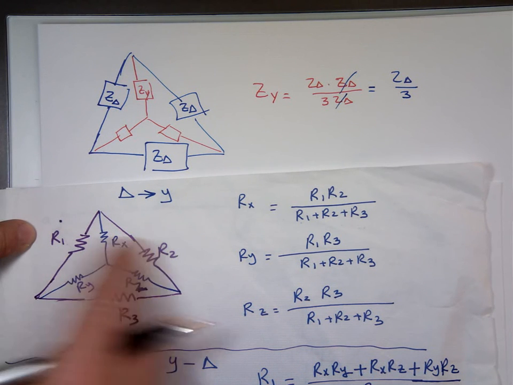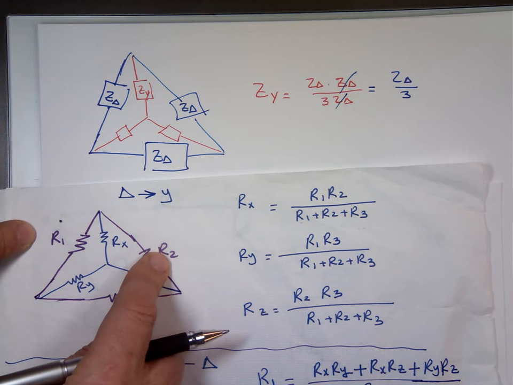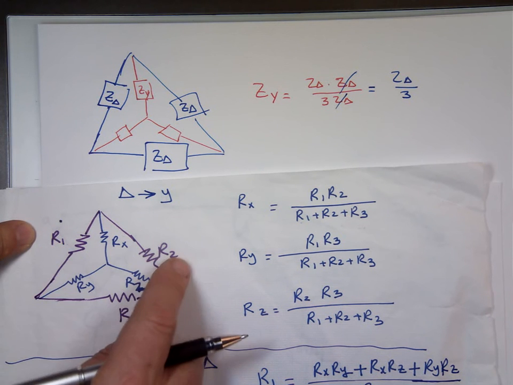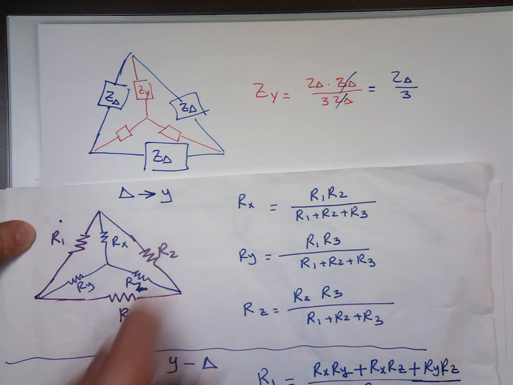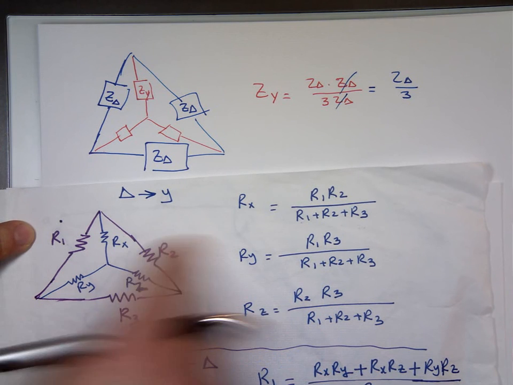If it's not, then you're going to go Z1 times Z2 on the top, and Z1 plus Z2 plus Z3 in the bottom, and do it the long way. But if it's balanced, it makes the math easy.